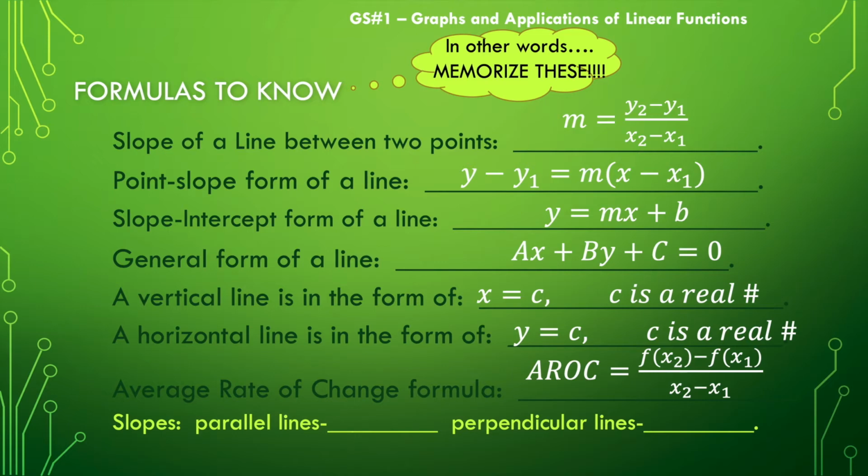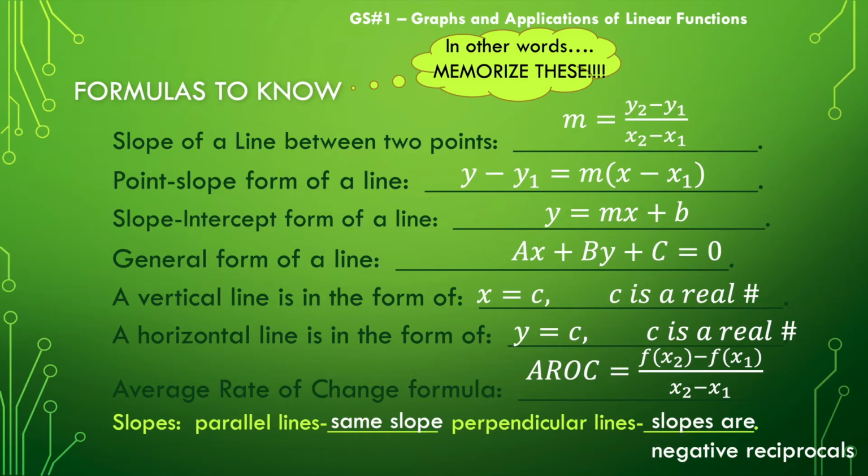And that's what average rate of change is. We'll talk more about that when we get to some average rate of change formulas. And then the last 2 things that you need to recall are that the slopes of parallel lines always have the same slope, and perpendicular lines have slopes that are negative reciprocals.